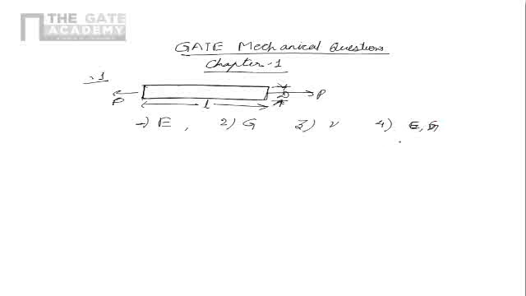Let's see how to get the change of its diameter. We know that change of length is obtained by PL upon AE. This is the formula for change of length, and the change in diameter is nu into change of length, because that's a lateral change. So we need both E and nu. Which of these answers is correct? Obviously it is option D. This is the correct option, because with G and E we can calculate the value of nu.